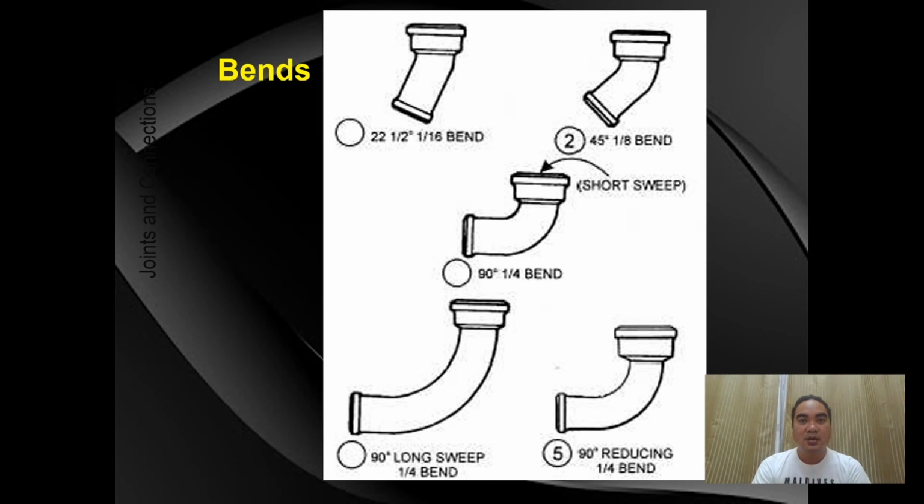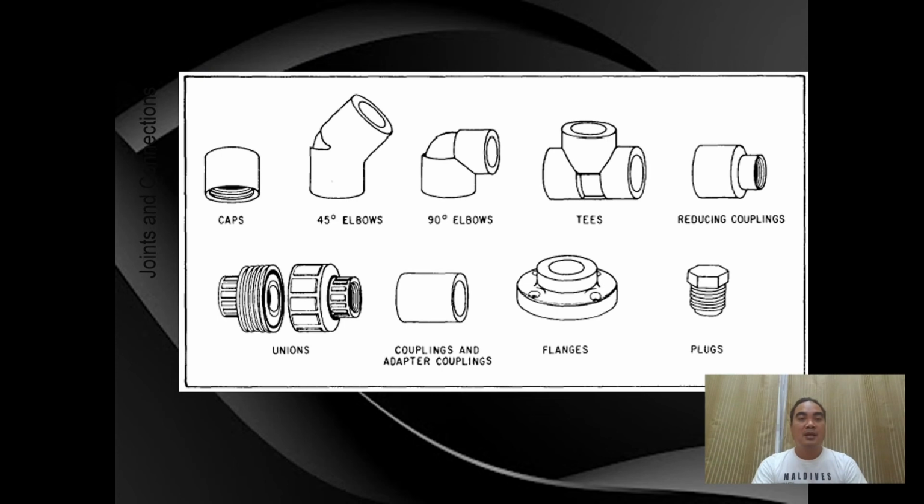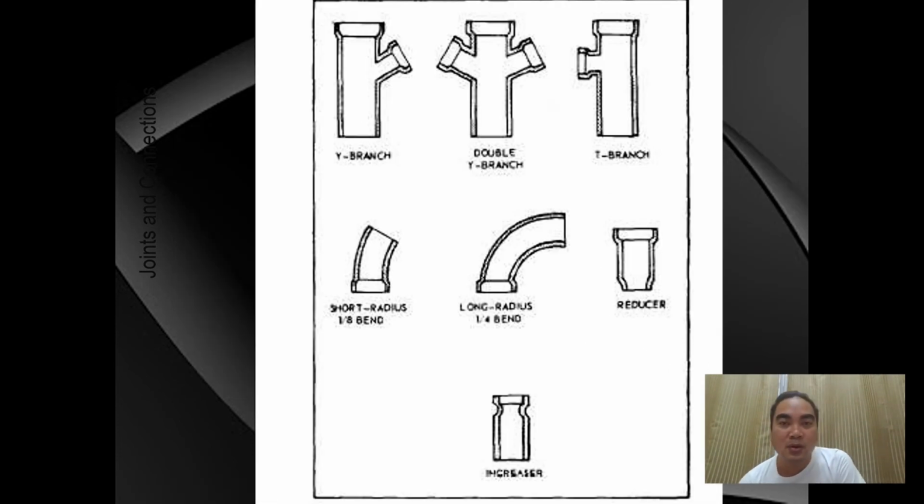Fittings. 1/6 bend, 1/8 bend. Bends: 90 degree bend, 90 degree long sweep bend, 90 degree reducing bend. Caps, 45 degree elbow, 90 degree elbows, T's, reducing couplings, union, coupling and adapter coupling, flanges, plugs. Y branch, double Y branch, T branch, short radius 1/8 bend, long radius 1/4 bend, reducer, increaser.